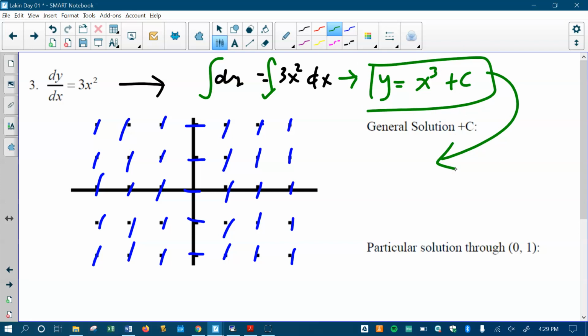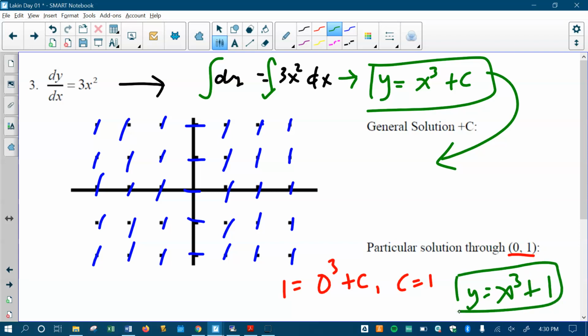The particular solution through 0, 1. I'm going to have to use my general solution and plug in y equals 1 and x equals 0, and I get c equals 1. So that means my particular solution here is going to be y equals x cubed plus 1.